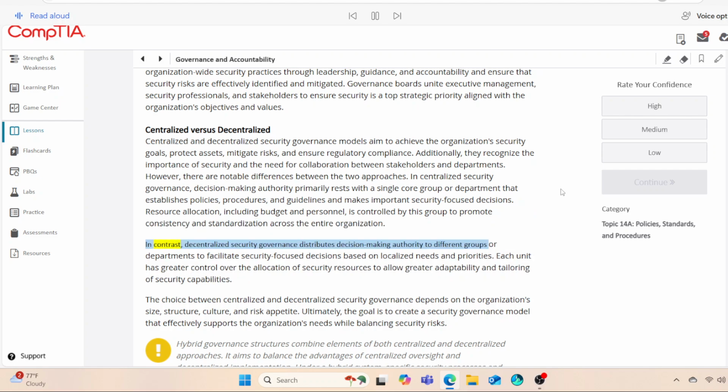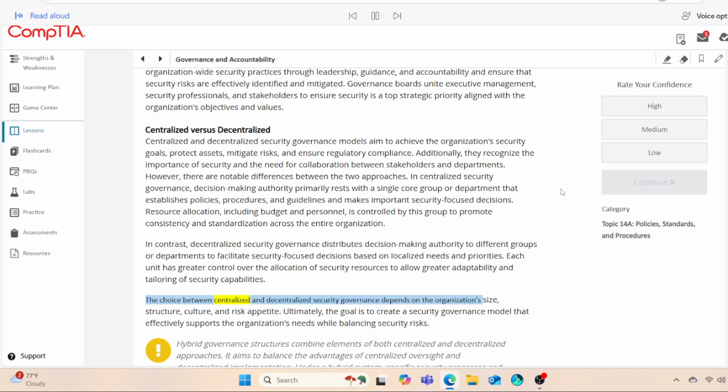In contrast, decentralized security governance distributes decision-making authority to different groups or departments to facilitate security-focused decisions based on localized needs and priorities. Each unit has greater control over the allocation of security resources to allow greater adaptability and tailoring of security capabilities.